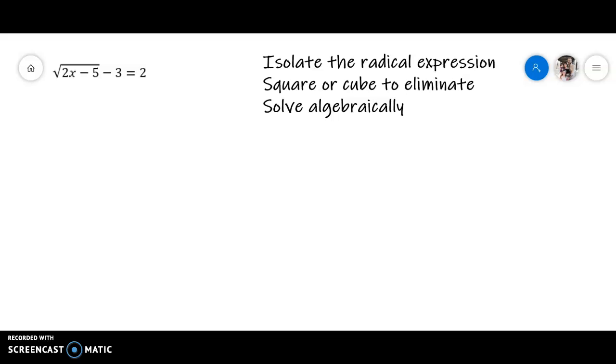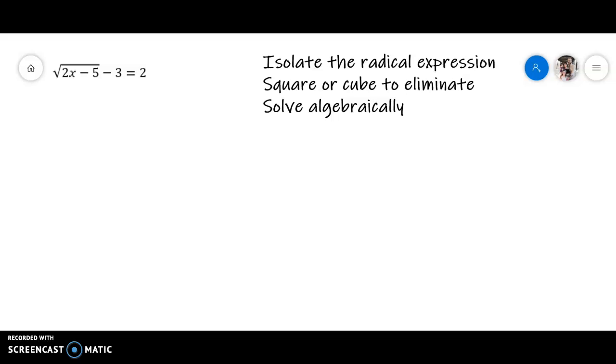Solving radical equations is pretty straightforward. There's really a three-step process. You isolate the radical expression or expressions, you square or cube it to eliminate the radical, and then you just have to solve it algebraically from there. I'm going to give you a few examples. These are some examples you can take forward, and this is how they pretty much are all solved.